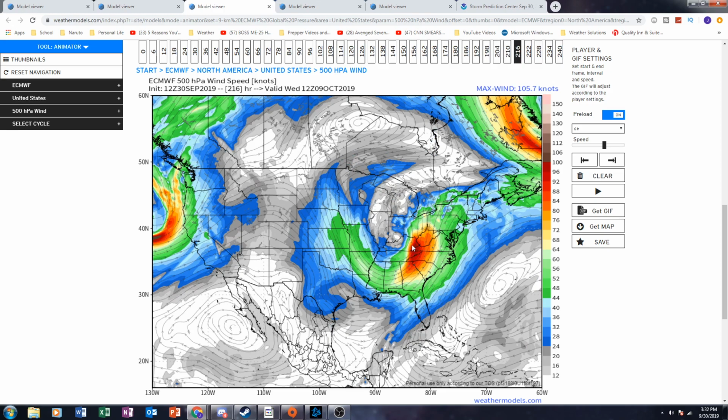So we're a week out now. A lot of this could change by then, but this is looking like the pattern. It's also corroborated by the GFS. This is the European model. And so there's a lot of model guidance that's suggesting that this will happen.